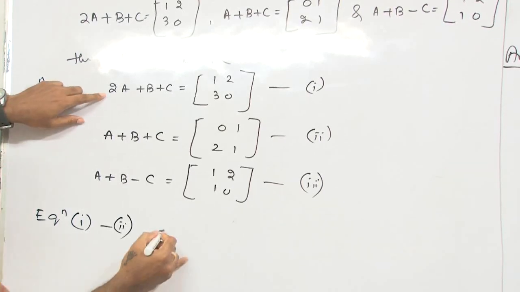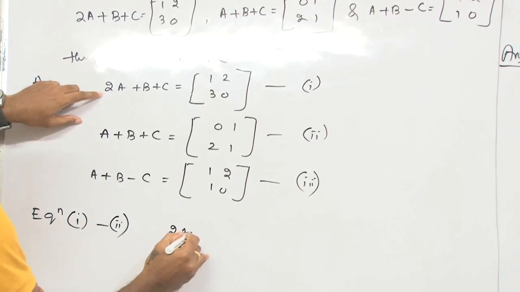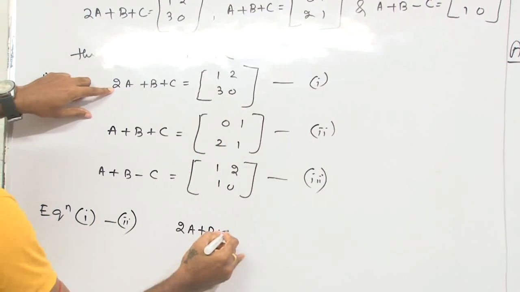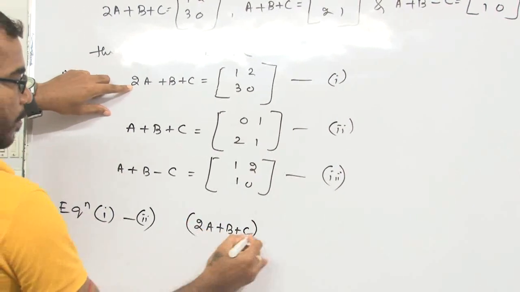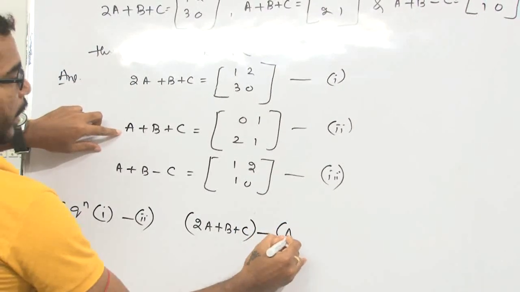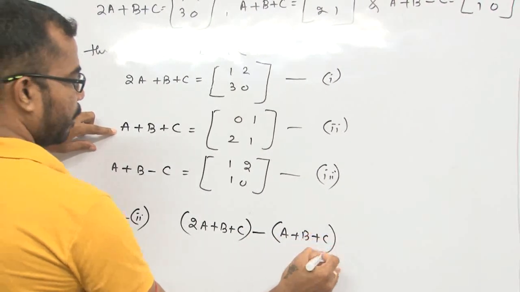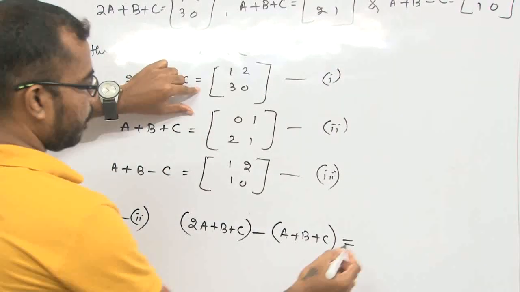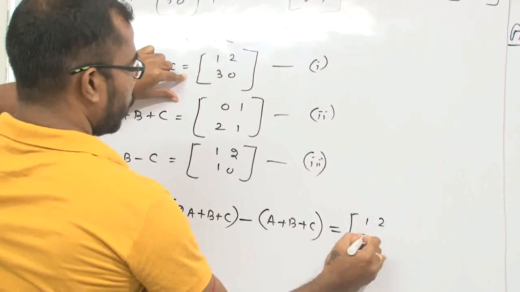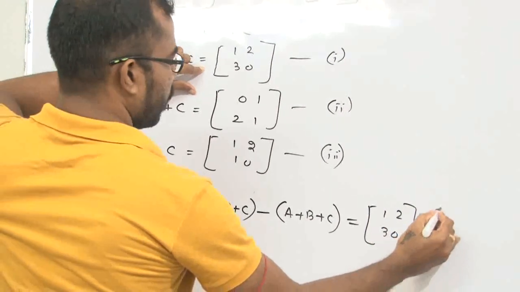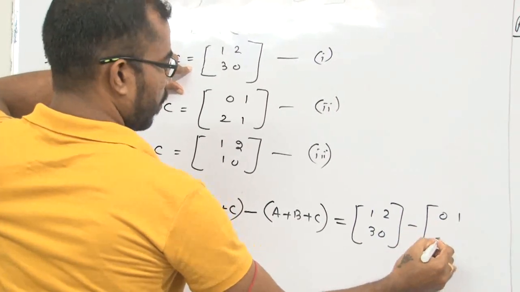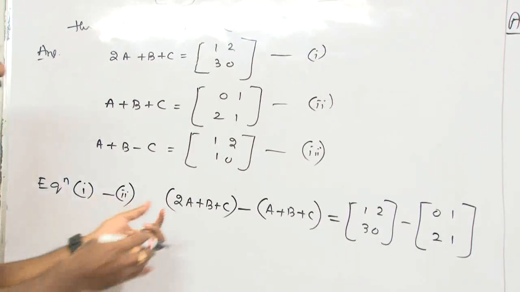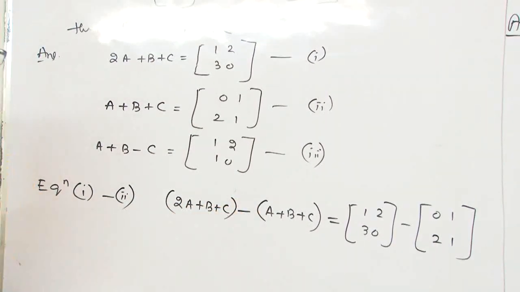then the left side of equation number 1 is 2A plus B plus C, minus A plus B plus C, is equal to, similarly in the right hand side, [[1, 2], [3, 0]] minus [[0, 1], [2, 1]]. Why do we subtract them? If we subtract them, we cancel more matrices.